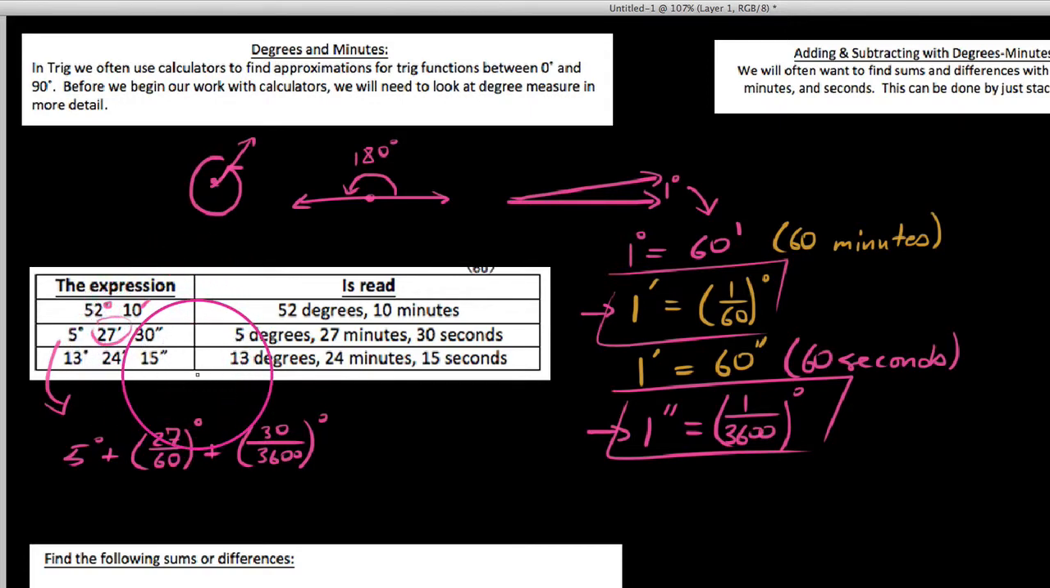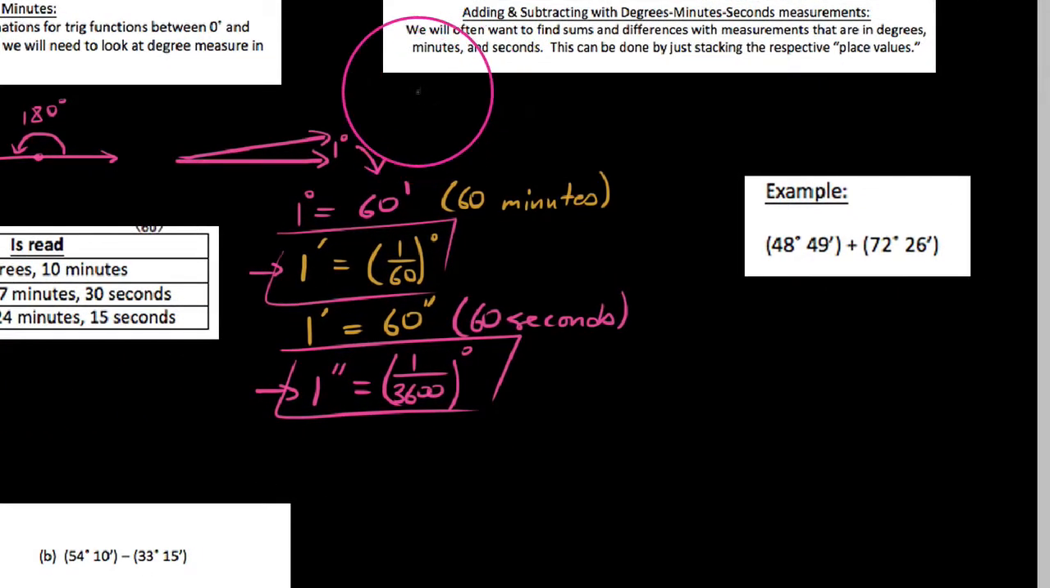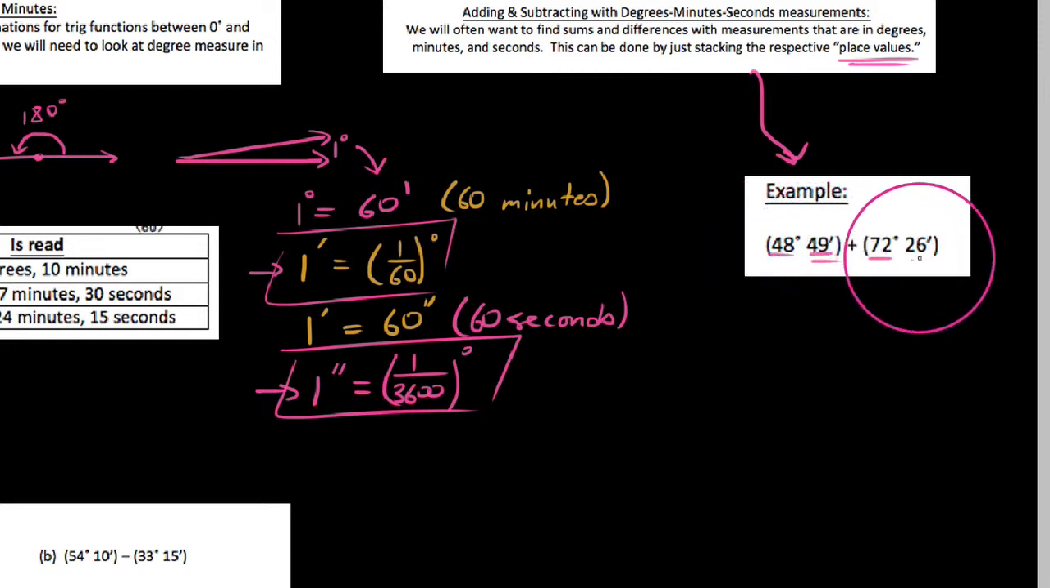Now what we want to do is take an approach where we add and subtract with degrees, minutes, and seconds. This is not a hard thing to do, but we're going to start by looking at this example right here. You'll notice it says it can be done by stacking respective place values. So when you add or subtract in degrees, minutes, seconds, keep one thing in mind: you want to add up degrees with degrees, minutes with minutes, and seconds with seconds.